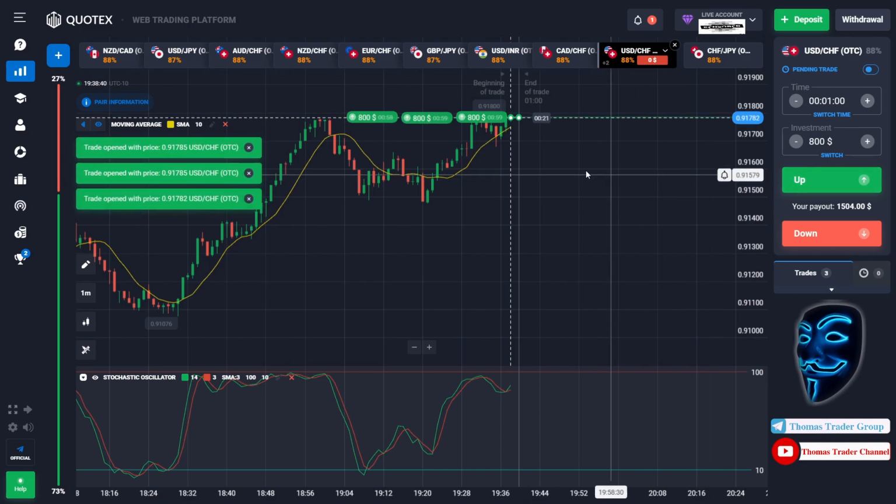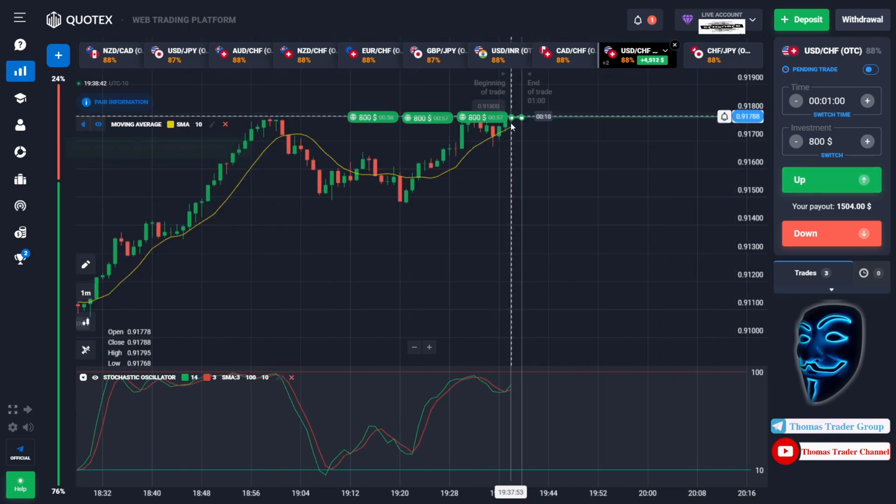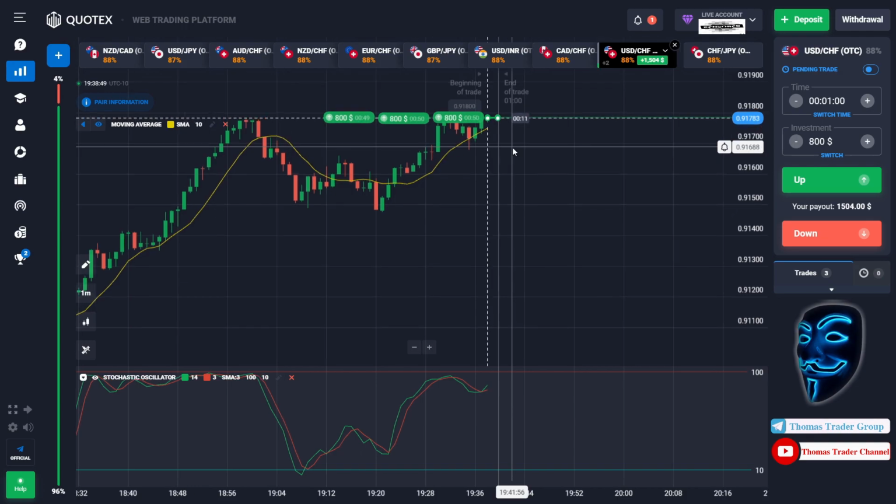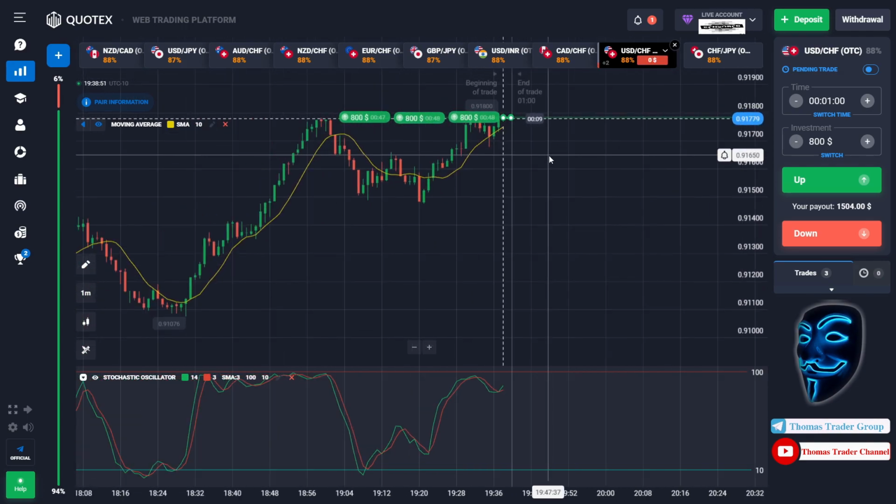I'm sure that the market will still continue the bullish trend because over here, as you can see, the market has just made a rebound on the moving average line and there is a lower shadow candle. Let's prove it and let's wait till the end of our trade.